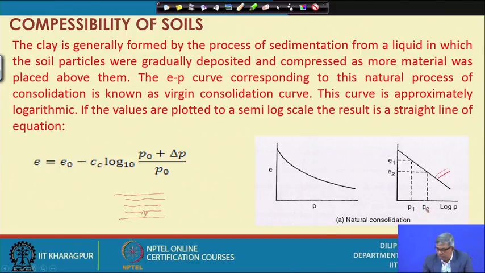Okay, and here, if I put it in the log scale, I will directly put the values. If it is a linear scale, then you have to calculate log P1, log P2, and then put it. Generally we use a semi-log graph, and then you can read P1, P2 directly from there, and E1, E2 you read directly from here.